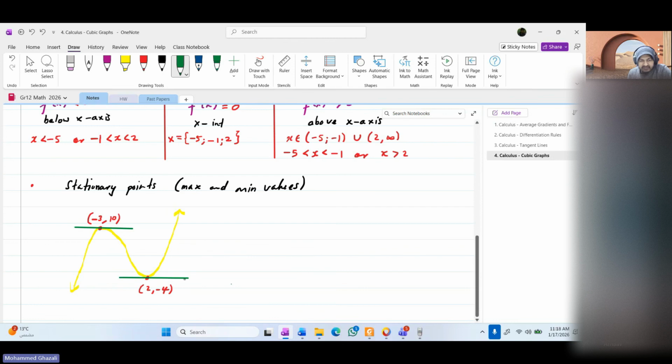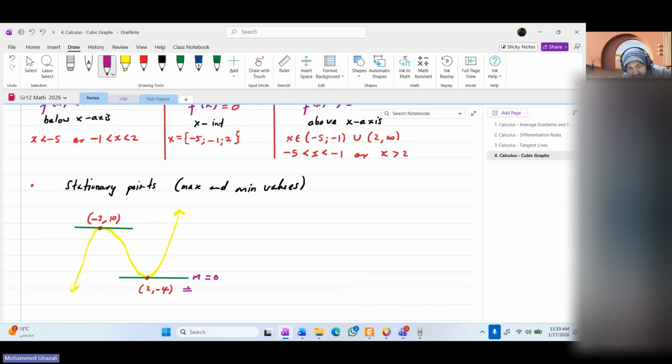Now, what is a stationary point? You can see a stationary point is a horizontal tangent, right? So now what's the equation of this line? What's the equation of this line? y equals -4. And what's the equation of this line? y equals 10. But what we find over here is that this is a horizontal tangent, okay? The gradient of the horizontal tangent is 0.